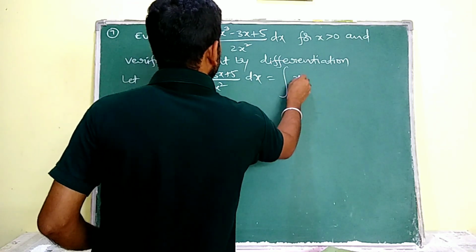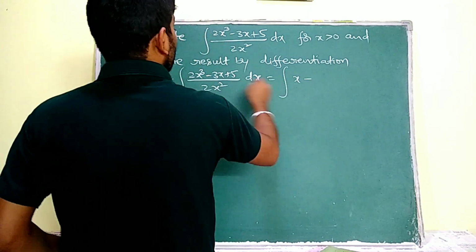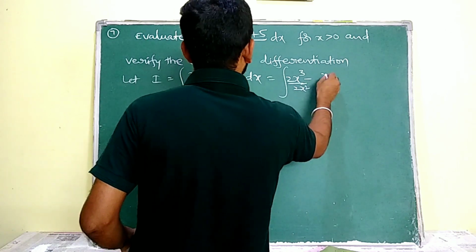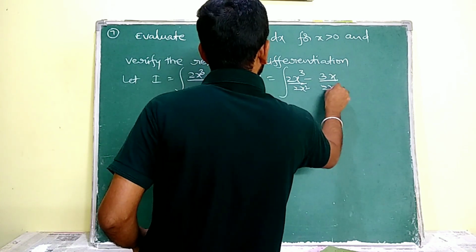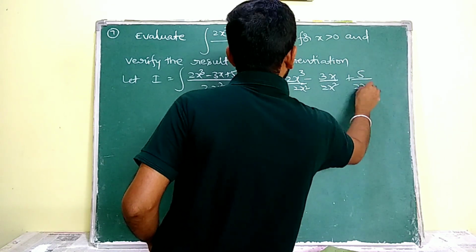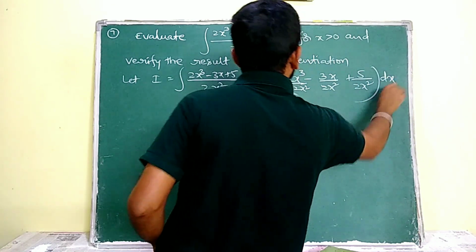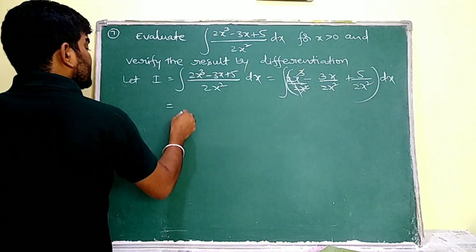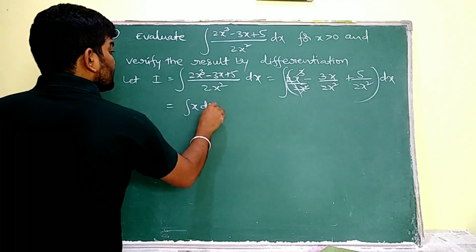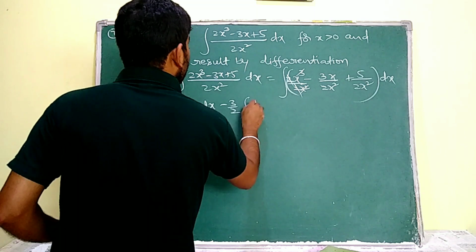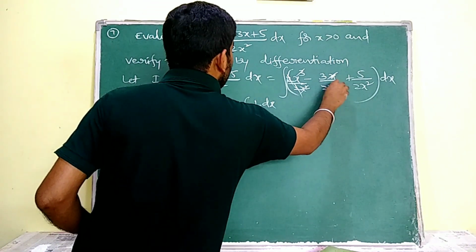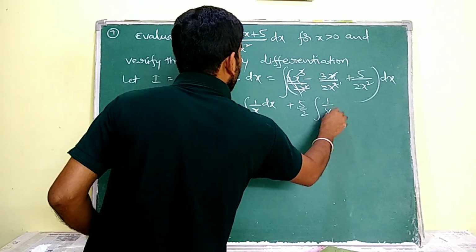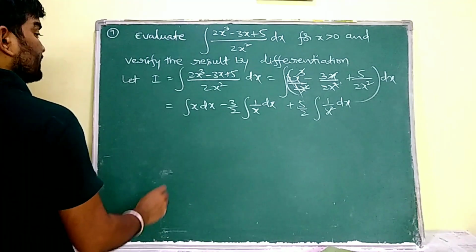2x cube by 2x square minus 3x by 2x square plus 5 by 2x square whole dx. Here 2 and 2 are going to be cancelled, x square and 2x's are going to be cancelled. Integral x dx minus 3 by 2 into integral 1 by x dx, because 1x and 1x are going to be cancelled here, and plus 5 by 2 into integral 1 by x square dx. Now I am going to write the values.